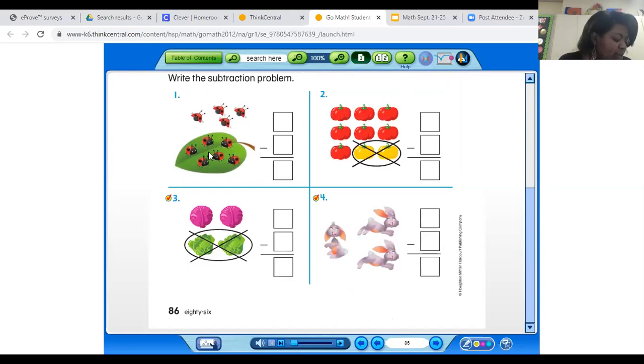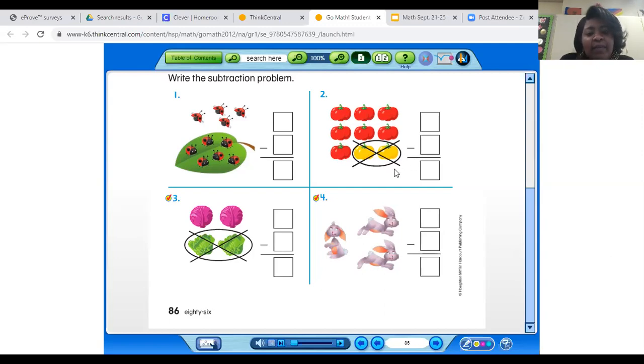How many ladybugs are there? 1, 2, 3, 4, 5, 6, 7, 8, 9, 10. So there are 10 ladybugs. How many ladybugs fly away? 4. So we're not going to count them anymore. So 10 minus 4 equals 6.